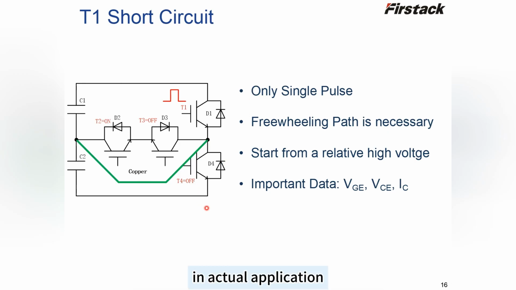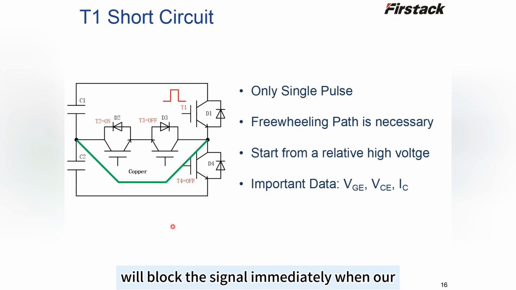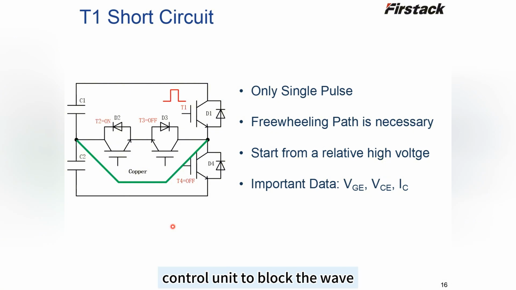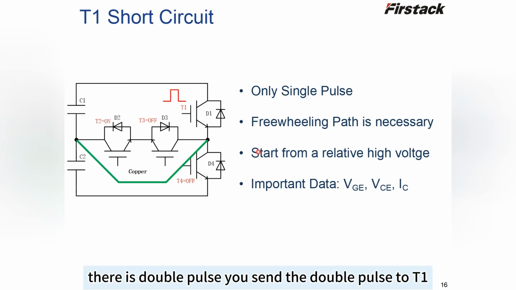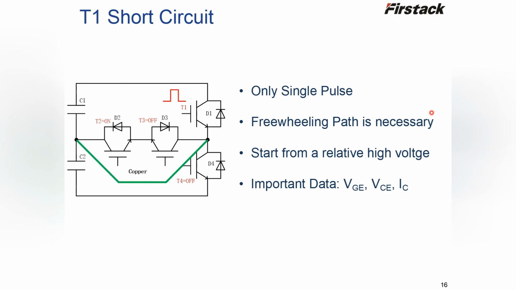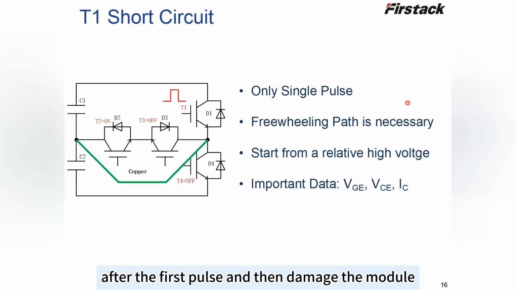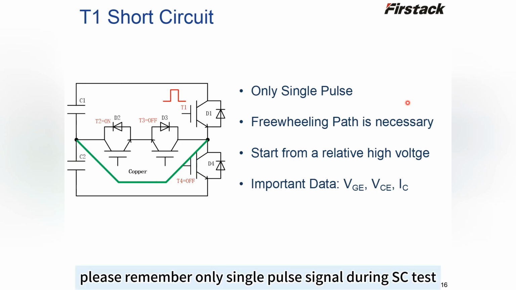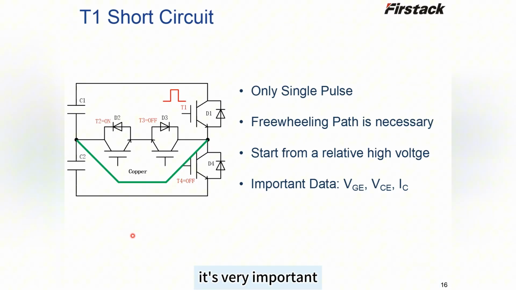In actual application, the control unit from the customer side will block the signal immediately when SC is detected. But normally in the lab, when we are doing the SC test, we don't have this kind of control unit to block the wave. So if you send the double pulse to T1, it may cause a second short circuit after the first pulse and then damage the module. Although our GDU will block the wave, from the safety aspect, please remember only a single pulse signal during SC test. It's very important.